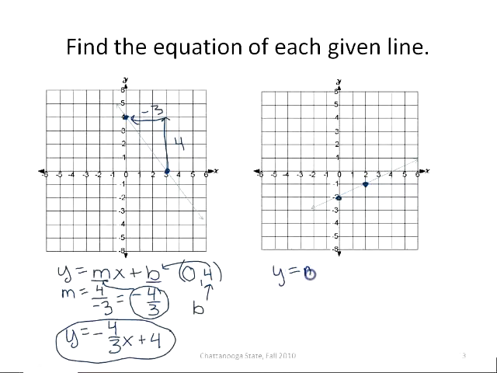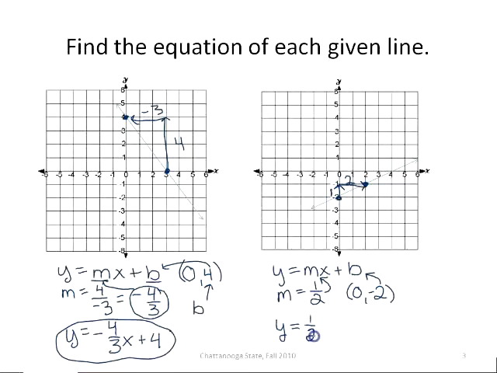So again, I need my slope and my y-intercept. So to get my slope, I'm going to do rise over run again. My rise here is 1, and my run is 2. So the slope would be 1 over 2. And the y-intercept is the point 0, -2. So that tells me the -2 is going to go in for the b, and the 1/2 is going to go in for the m.